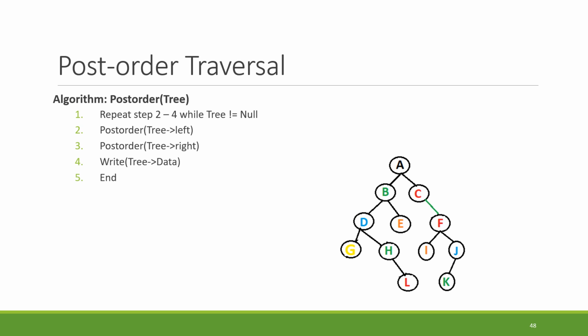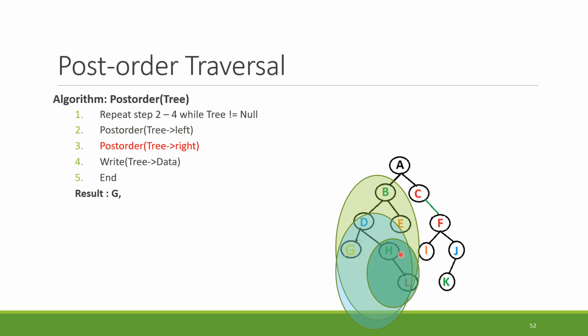First, we will have to traverse the left subtree. The left subtree starts with B. In this, again, you are going to do post-order traversal. So again, go for the left subtree. In this, again, go for the left subtree. So the first node in your traversal order is G. Then go for the right subtree.